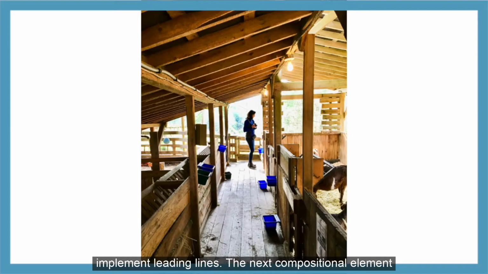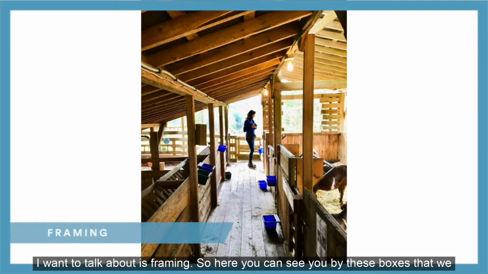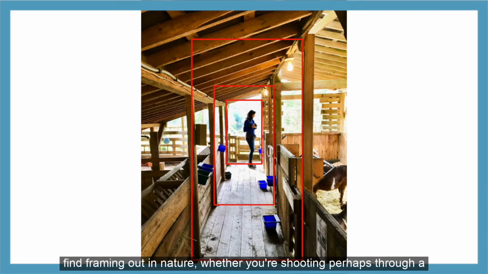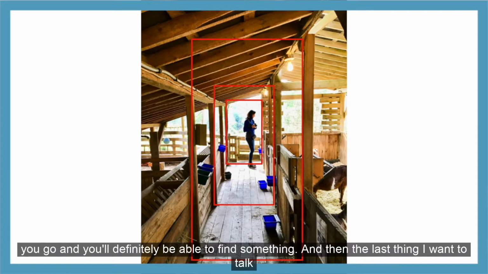The next compositional element I want to talk about is framing. So here you can see by these boxes that we are lucky enough in this barn to have some cool artificial framing to play with. You can also find framing out in nature, whether you're shooting perhaps through a gap in the trees or something like that. But just look for framing everywhere you go and you'll definitely be able to find something.